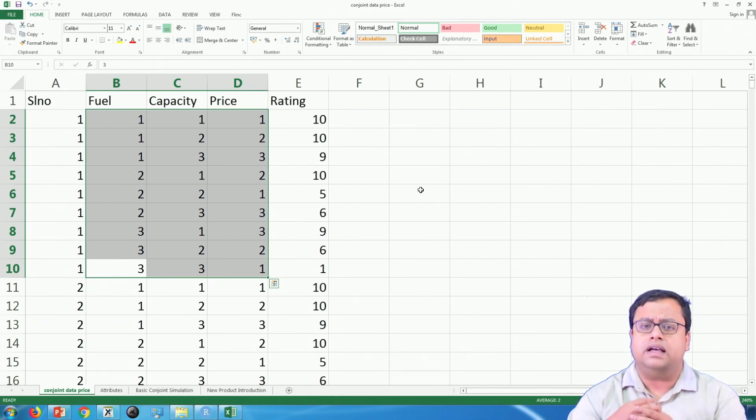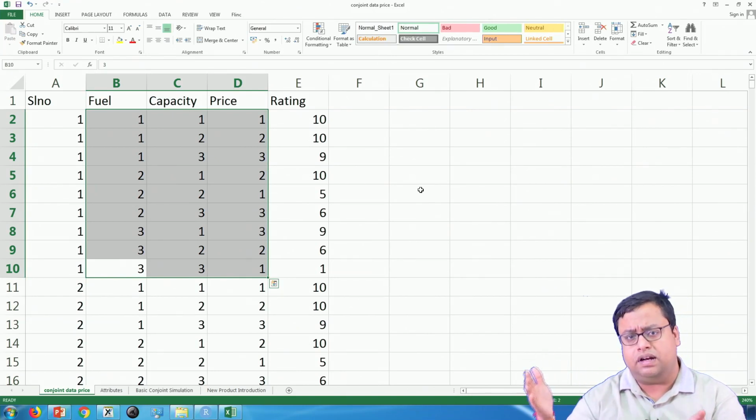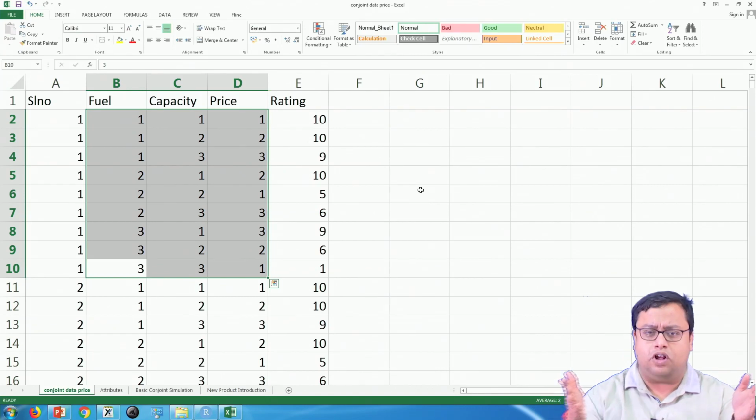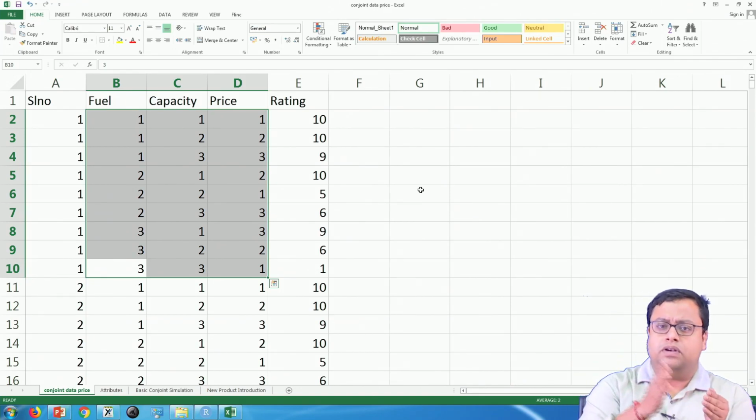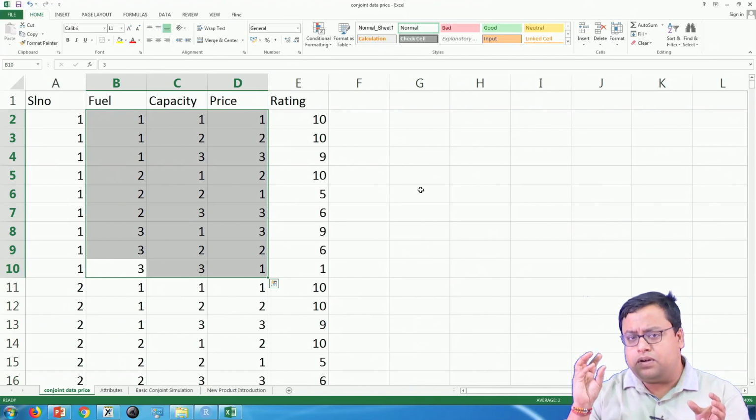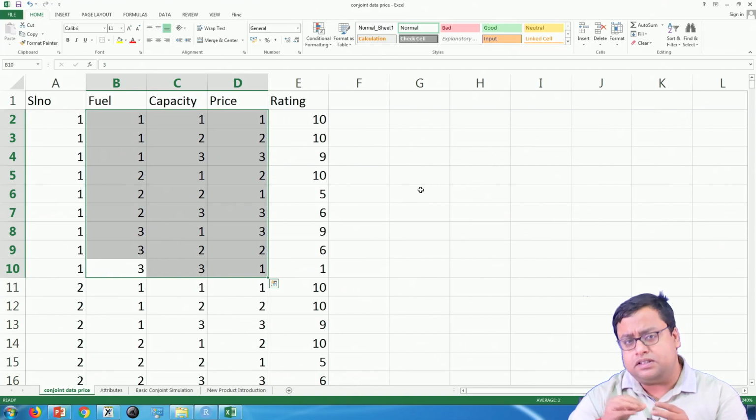So, there are various ways to create orthogonal design out of the whole full factorial design. That means, full factorial design means all the 27 choices. So, all possible choices, and orthogonal design is a subset of that, where the correlation between one variable to other variable will be close to 0 or absolutely 0. So, that kind of design is called orthogonal design.